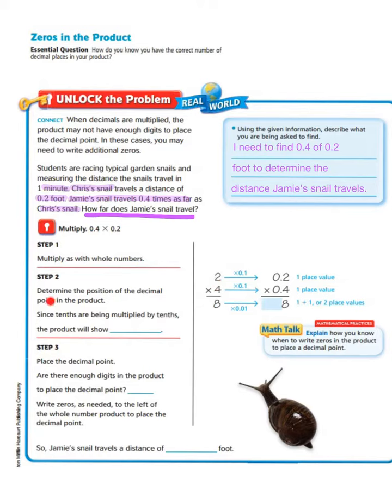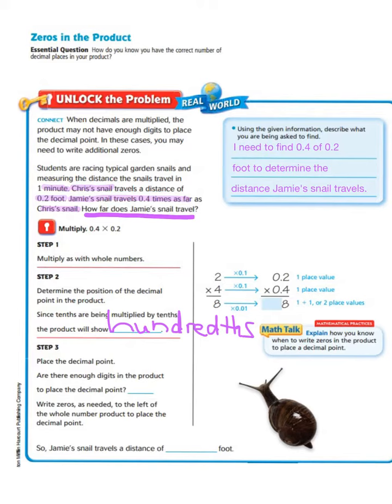Step 2 is to determine the position of the decimal point in the product. Since we learned in the last chapter, when tenths are being multiplied by tenths, the product will show hundredths. So, since we are multiplying tenths by tenths, we will know that our answer will need to be in the hundredths place. So let's convert our whole numbers back into their decimal counterparts.